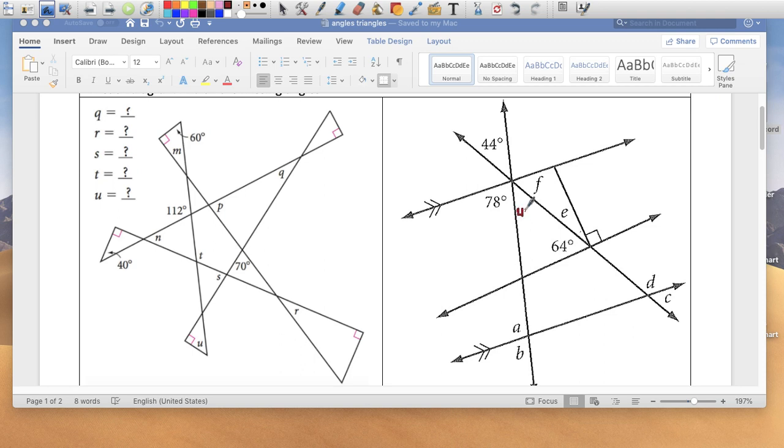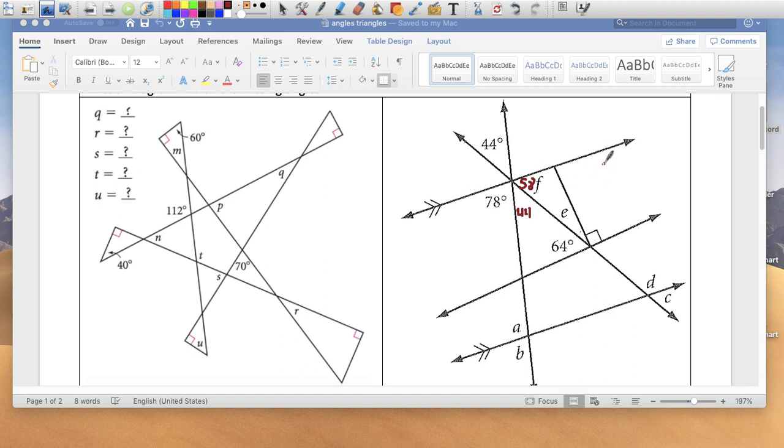This is 44. Right away, I know this is 44. This is 78 and 44. So the angle F over here has to be 78 plus 44 plus that gives you 180, right? So you just have to do 180 minus that. That gives me 58.